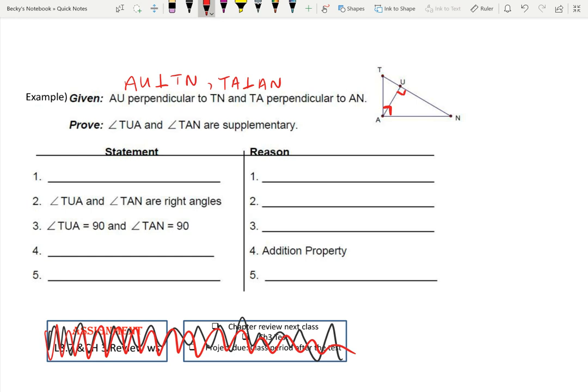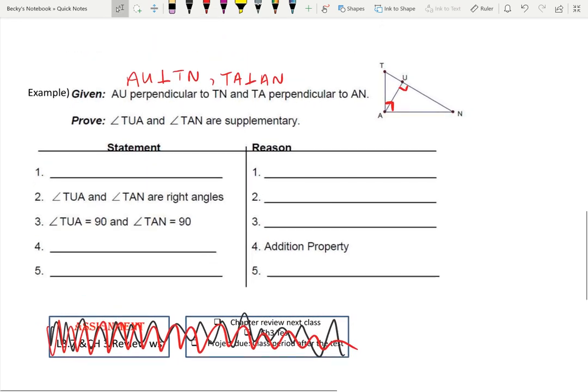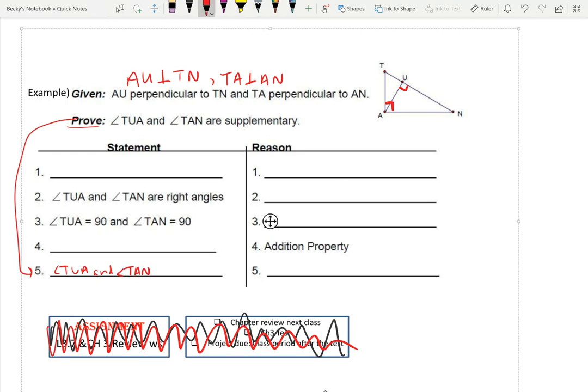All right, in the end, I'm supposed to prove that these angles are supplementary, so make sure you know what supplementary means. That is, two angles add up to give you 180. Now, remember, that's my goal. That goes to step 5: angle TUA and angle TAN are supplementary.